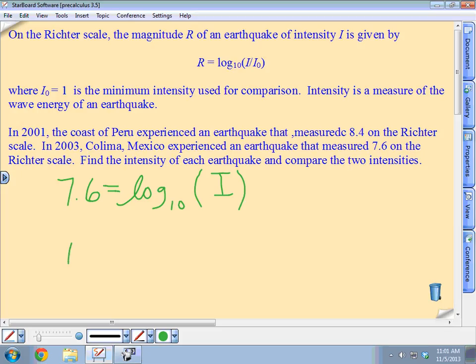Raise 10 to the 7.6 power, which equals I. And so if you do that on your calculator, you'll find out what the intensity was: 3.98107, and then we'll have 2 zeros after it.